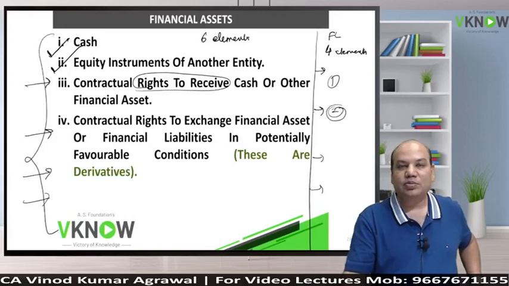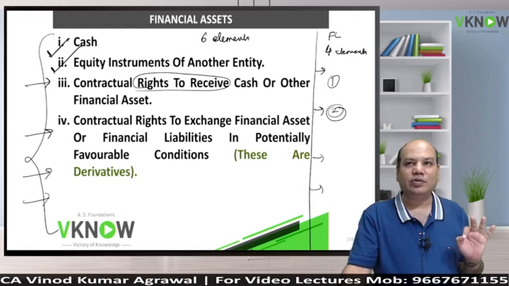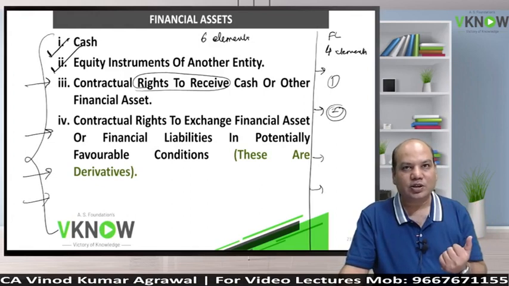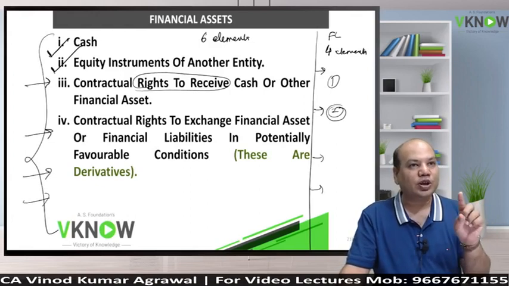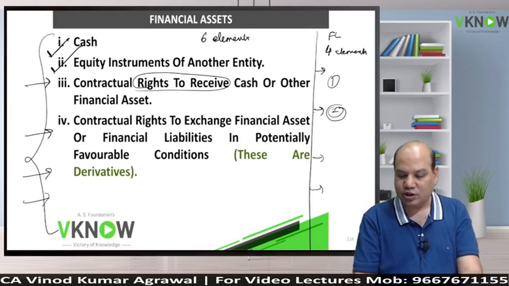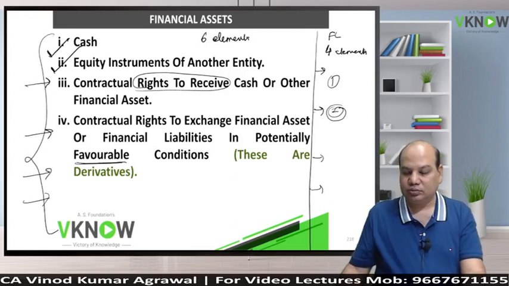And there we had written point number 2, if you remember, element number 2: a contract on settlement will become a contract which has become unfavorable. A contract requires exchange of one financial asset or financial liability with another financial asset or liability under potentially unfavorable conditions. I have only changed one word here: favorable.